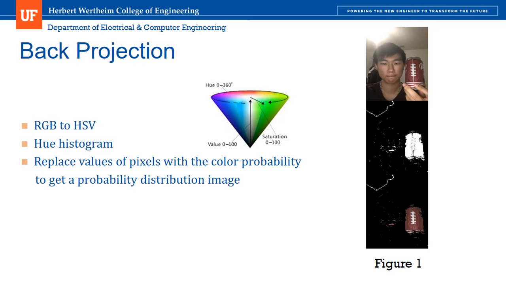Figure 1 is the experiment of back projection. The top image is the original image. I choose the 10 as a potential track image in this experiment. The middle is the probability distribution image after binarization. From this image, we can see after back projection, the object we want to track is separated from the rest part of the original image.